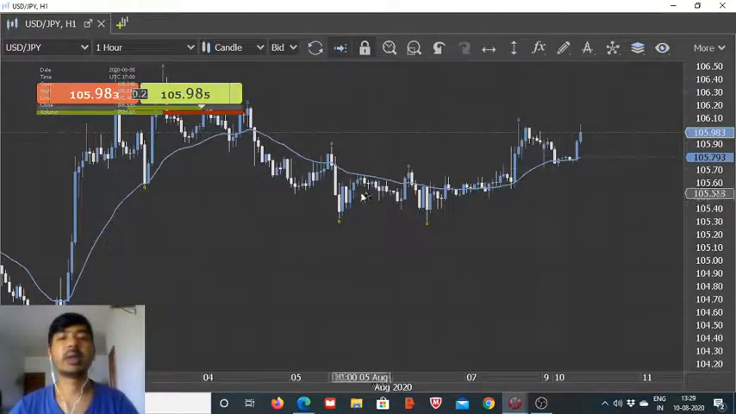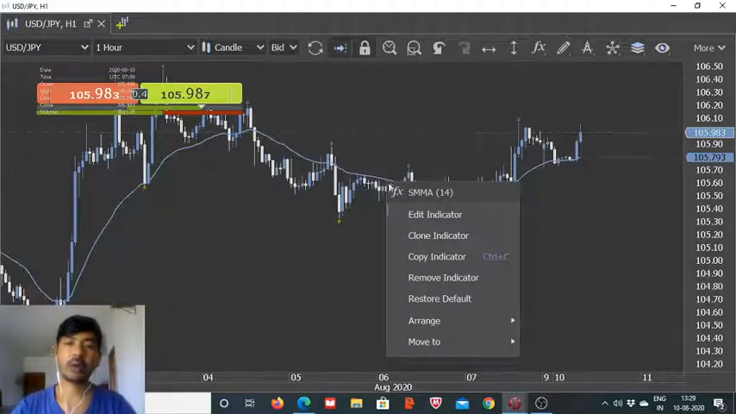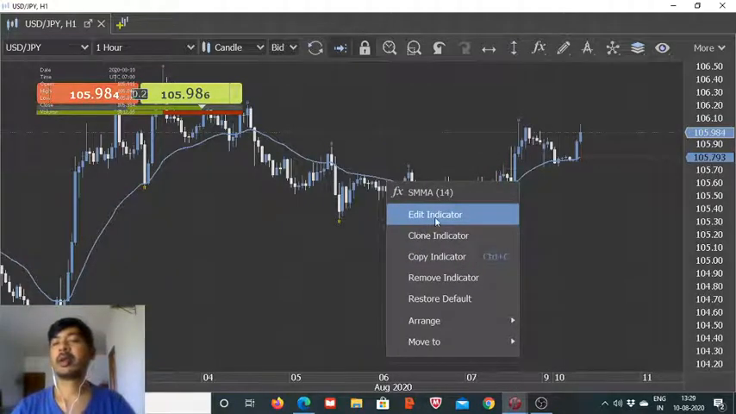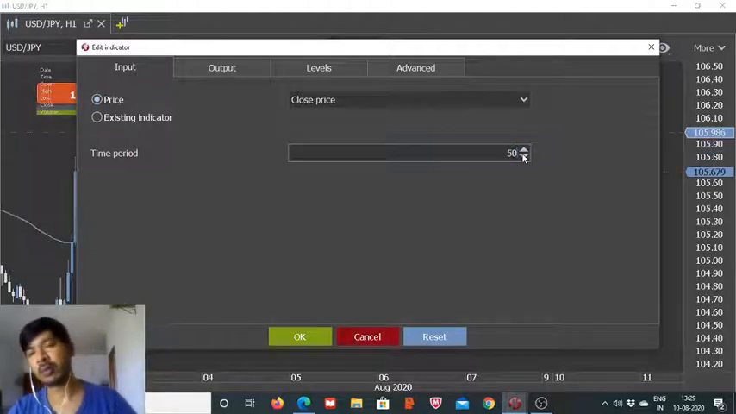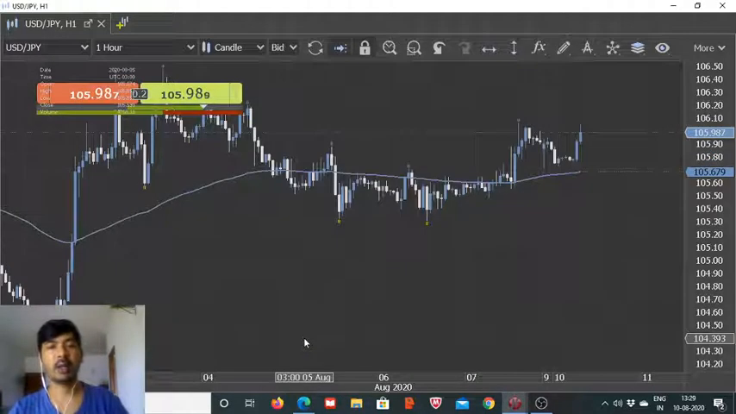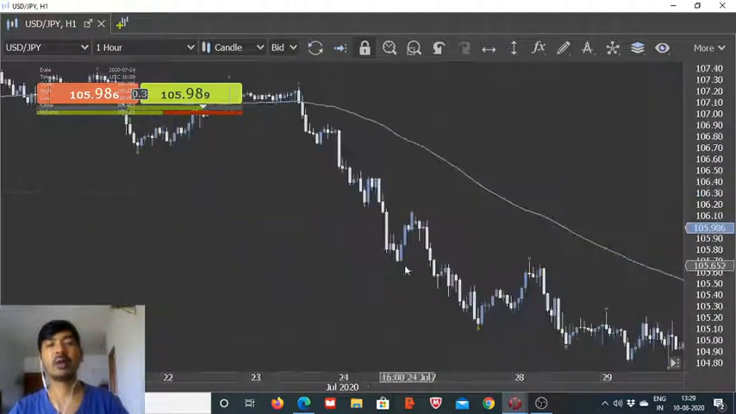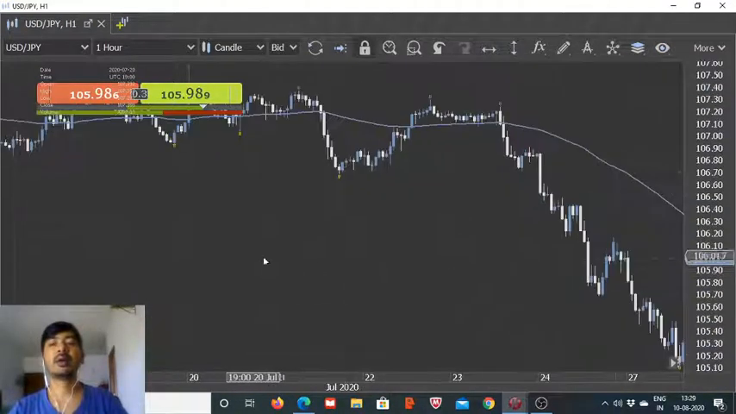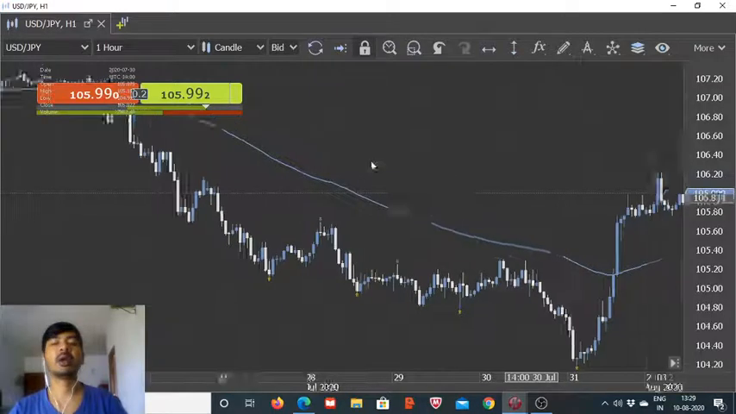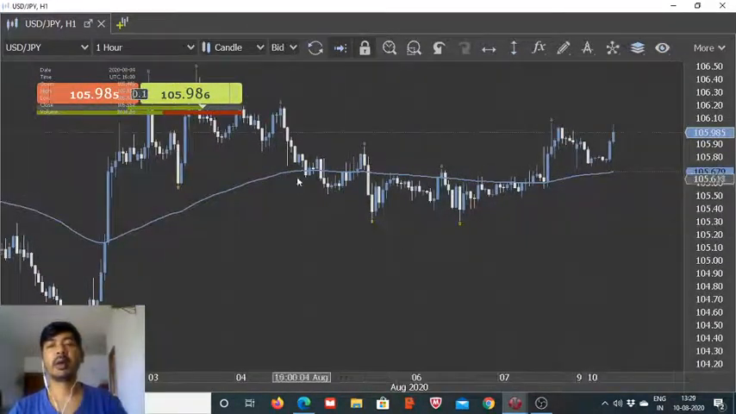Time period. Time period is the SMMA's calculation period. So here it is being calculated on 14. This is the default value, and if you want the indicator to be edited to 50, you will have different output parameters. So here it looks more smooth than what we were seeing when we were employing the 14-hours SMMA.